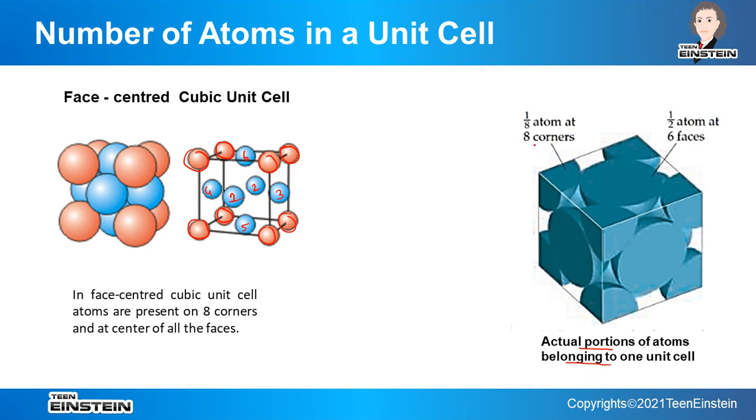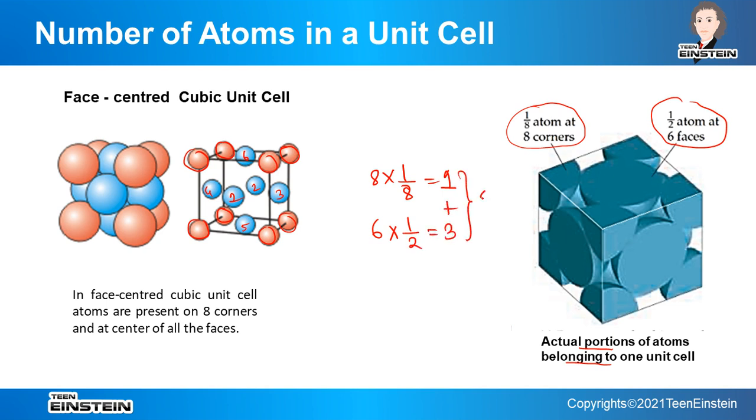Here, just like the primitive cubic unit cell, there is 1/8 atom at each of the 8 corners. For the face center, we know that when any particle is present at the face, it is divided between 2 unit cells, so its contribution will be half. So 8 into 1/8 is 1, and for the 6 faces, their contribution is half each, so it will be 3. Now add these two numbers, so the total number of atoms in FCC is 4.